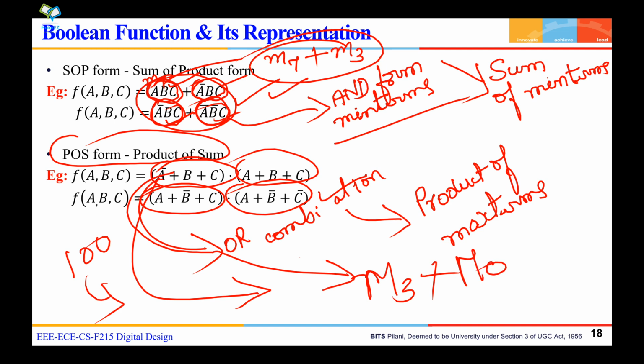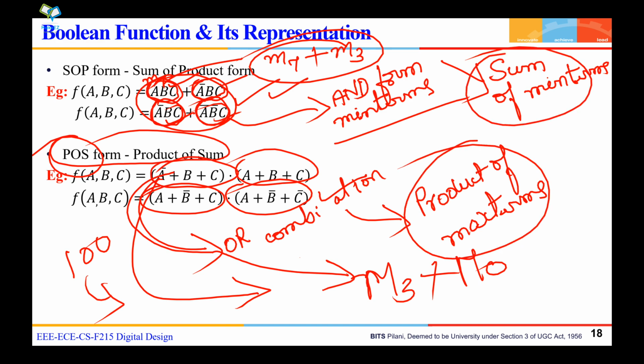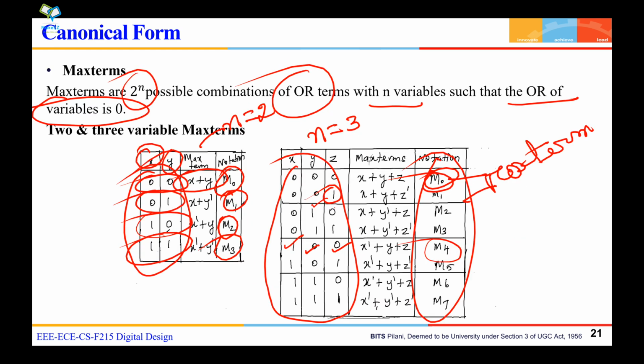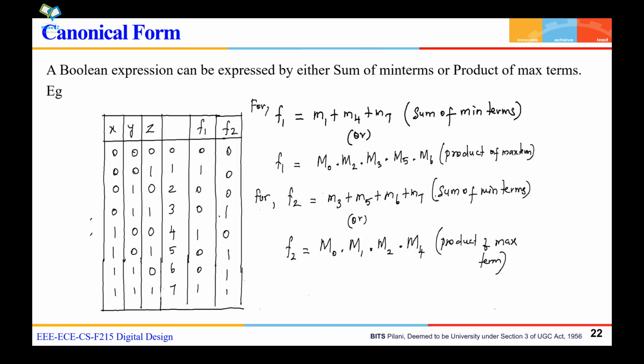Hope you understood now that sum of products can be written as a sum of min terms. Product of sum can be written as the product of max terms. These two things you should remember. So you can take an example.